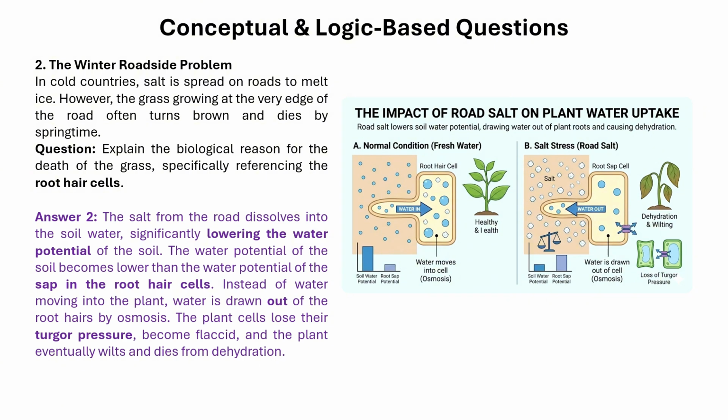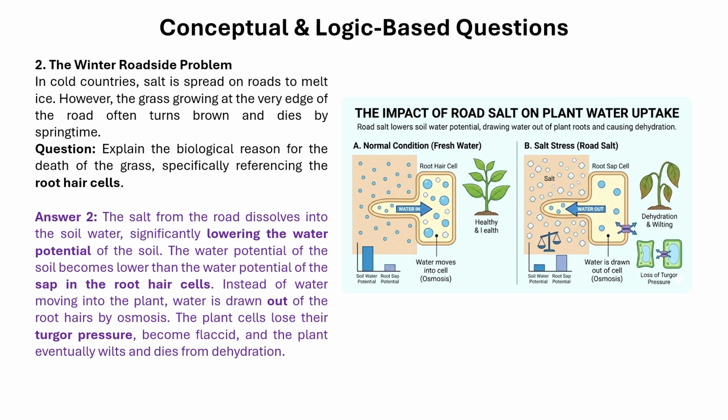Your answer will be: the salt from the road dissolves into the soil water, which significantly lowers the water potential of the soil. The water potential of the soil becomes lower than the water potential of the sap in the root hair cells. So instead of water moving into the plant, water is drawn out of the root hair cells by the process of osmosis. This is the same concept which we discussed in the previous question of the eggplant.